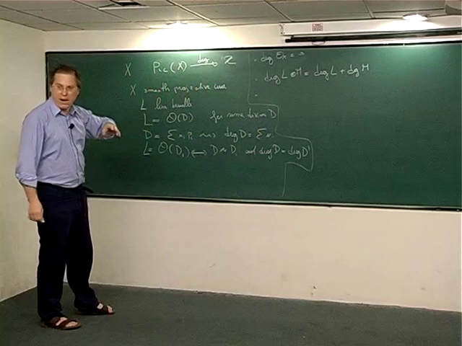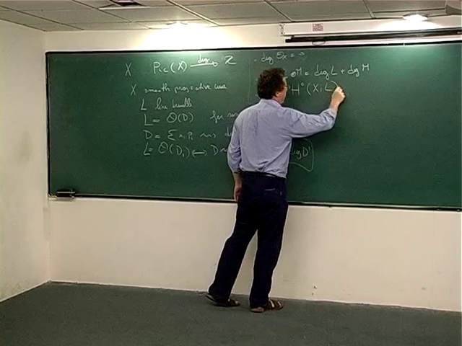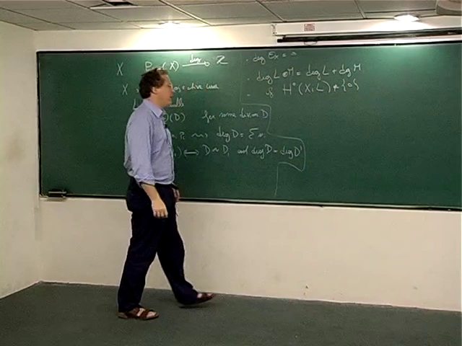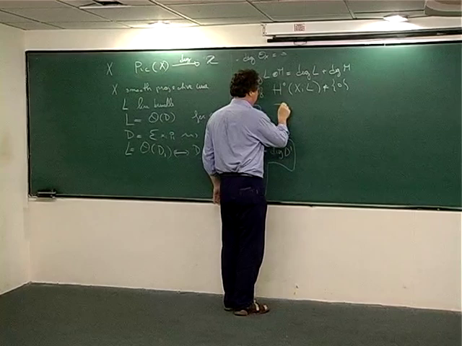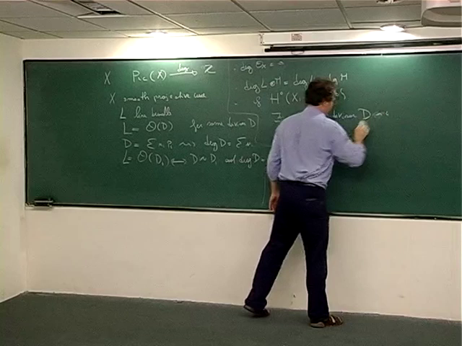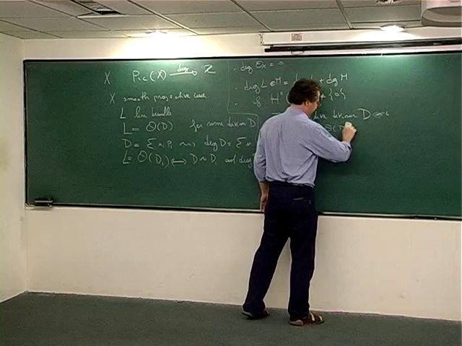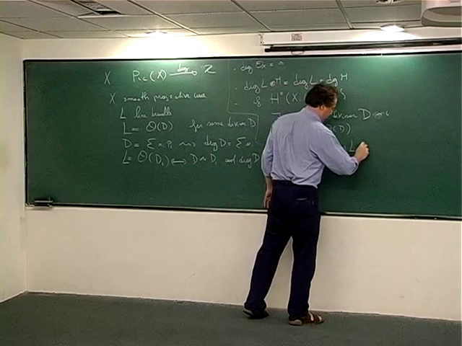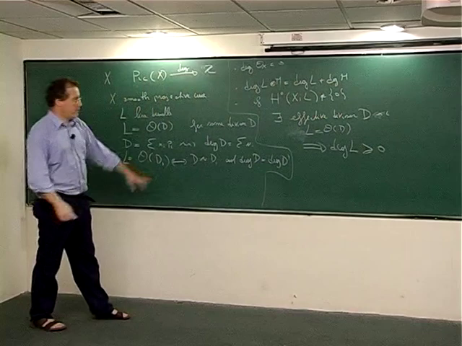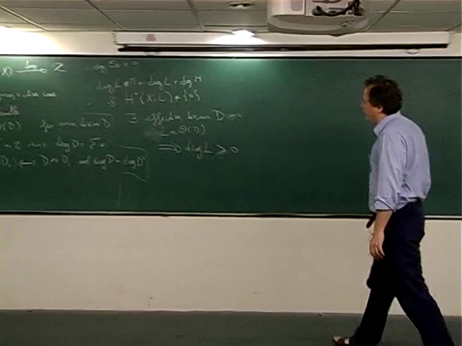And another important observation is if H^0(X, L) is different from zero, that means there is a global section of L. That means that there exists an effective divisor D such that L is equal to O of D, and this means that the degree of L is positive. And this is another important property of degrees: the degree of a line bundle is positive as soon as L has a section.